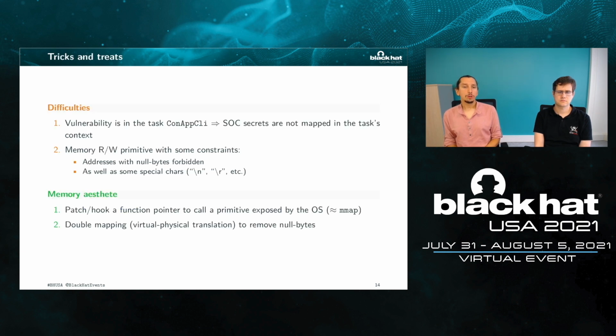In order to do so, we encounter a couple of difficulties. The first one is that the vulnerability is located within the task con app CLI, which is the implementation of the restricted shell. And within this task, the SoC secret, the SoC registers are not mapped. The second difficulty is that with the format string vulnerability, we obtain a read-write memory primitive.